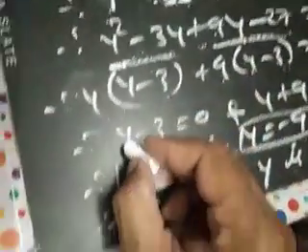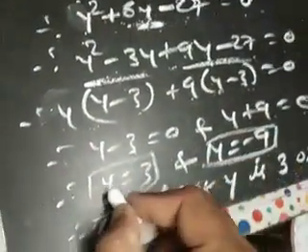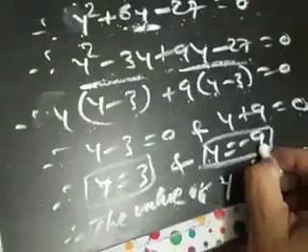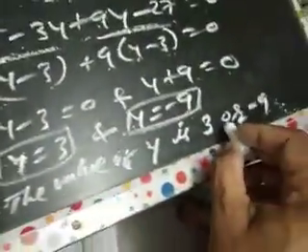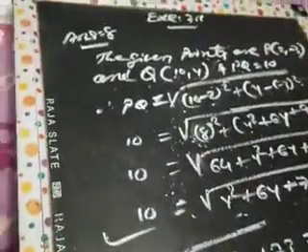So we get here y minus 3 is equal to 0 and y plus 9 is equal to 0. So we get here y value is equal to 3 and y is equal to minus 9. So this is our required answer. Yeah, the value of y is 3 or minus 9. So this is the answer number 8. Okay.